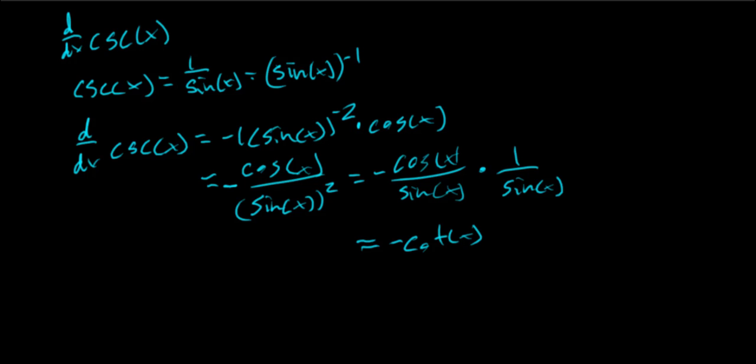And just as we said in the beginning, 1 over sine of x is cosecant of x. And that's it. We found our derivative. This is our answer, negative cotangent times cosecant of x. So now let's do secant x, right? Let's get into that. So we have the derivative of secant of x.